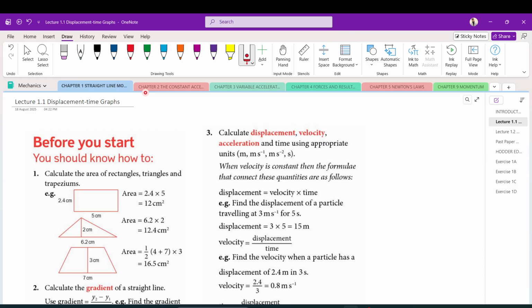Now, in this chapter, there are some prerequisites to this chapter. The first one is you should be able to calculate the area of rectangles, triangles, and trapezium. So the area of rectangle is length into width. The area of triangle is half into base into height. The area of trapezium is half into sum of parallel sides multiplied by the perpendicular height between the parallel sides.